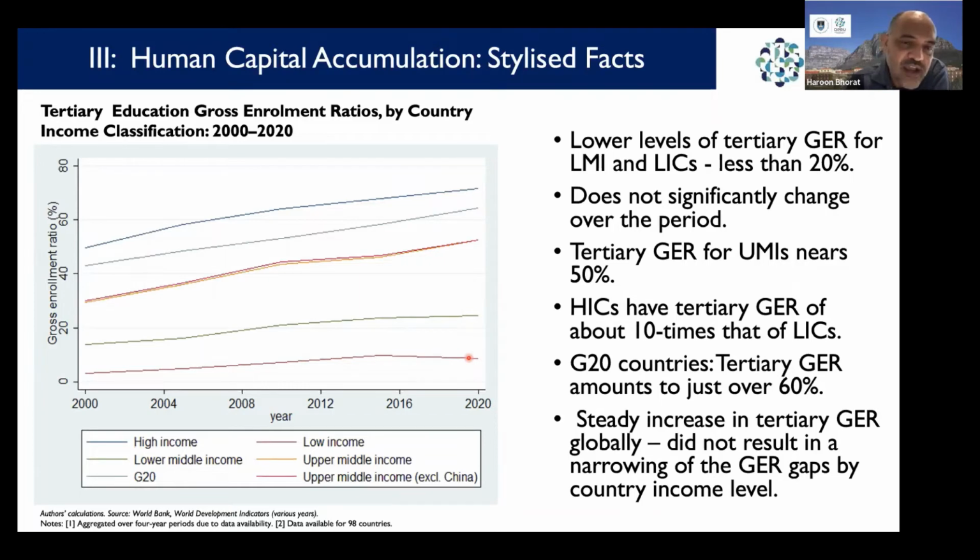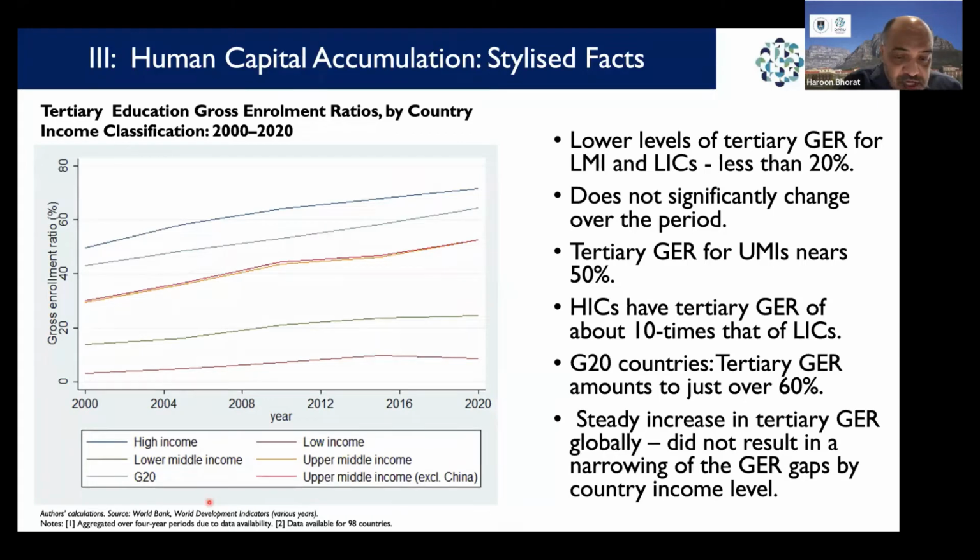So you don't even have a sufficient stock of human capital at the higher education level to even begin to try and close this digital divide. And that's a really crucial deterrent, an obstacle to closing the technology gap.